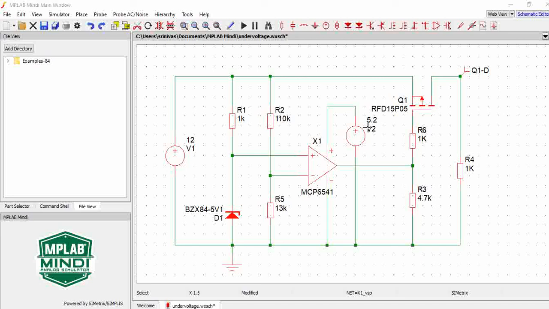As we mentioned, this is the circuit drawn in MPLAB Mindi. A basic undervoltage circuit. This needs to be modified a little based on your requirements, but the basic idea of the undervoltage circuit is this way, and it can be implemented in this circuit.